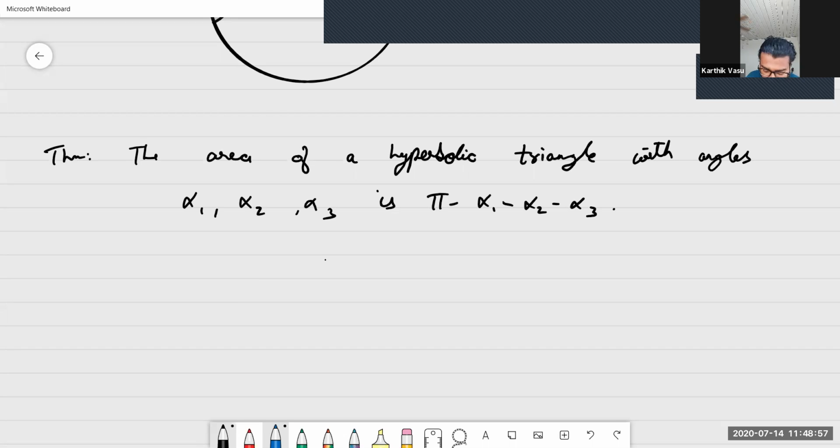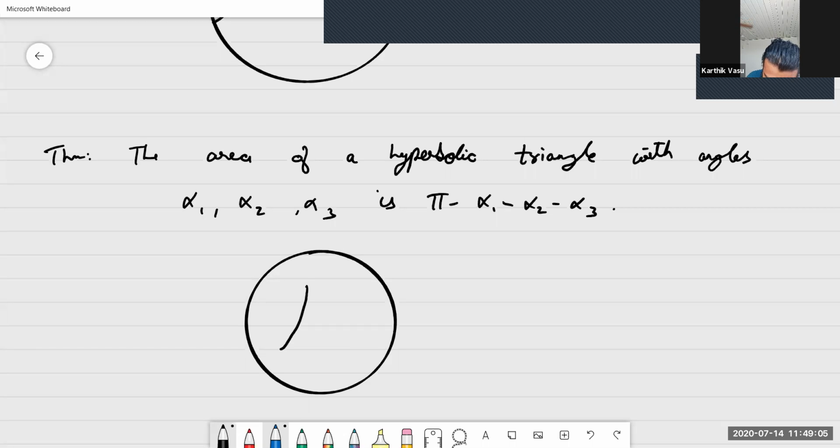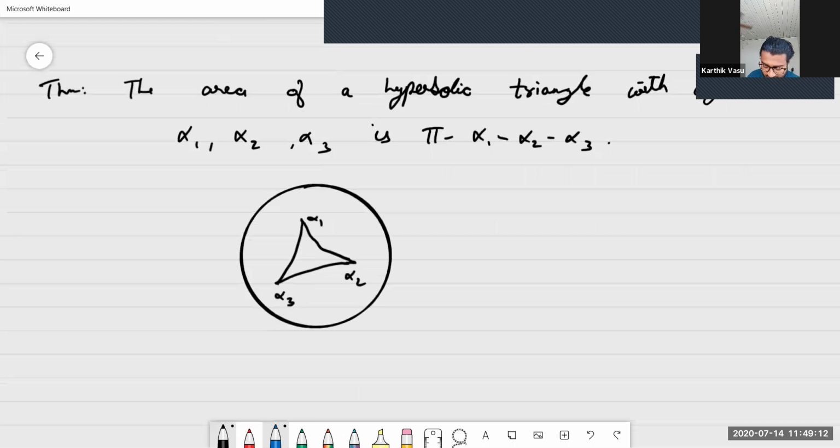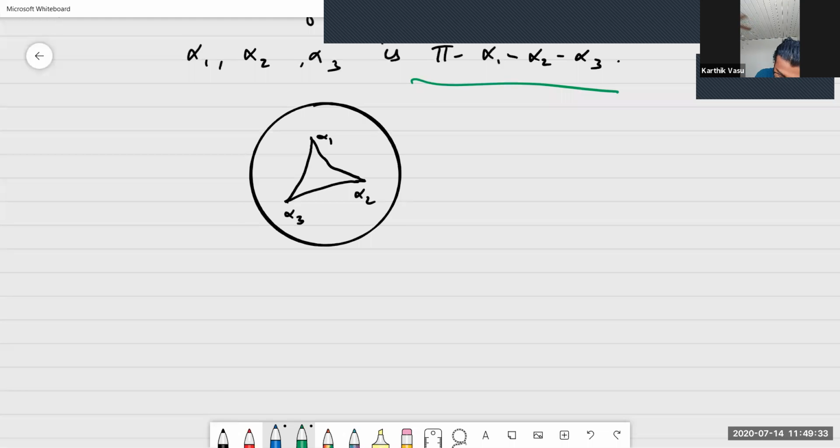So if you have any triangle with angles alpha 1, alpha 2, alpha 3, then your area will be this. Okay, I will not prove this. This is slightly harder to prove. But one important thing you should notice, I am not talking about the length of the sides anywhere. We are just looking at the angles and we are able to calculate the area. Okay, that is a key factor you should notice.